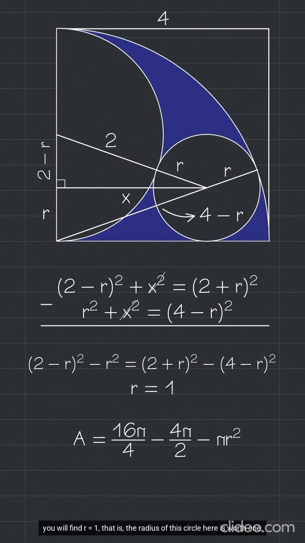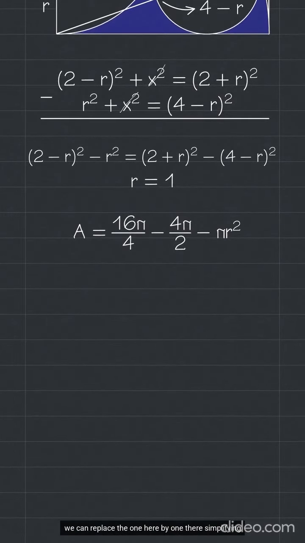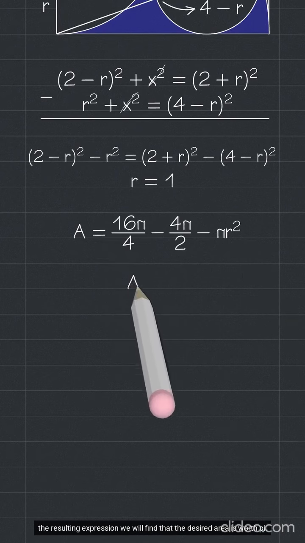That is, the radius of this circle here is worth 1. So now that we know the value of r, we can replace the r here by 1, simplifying the resulting expression, and we will find that the desired area is worth pi.